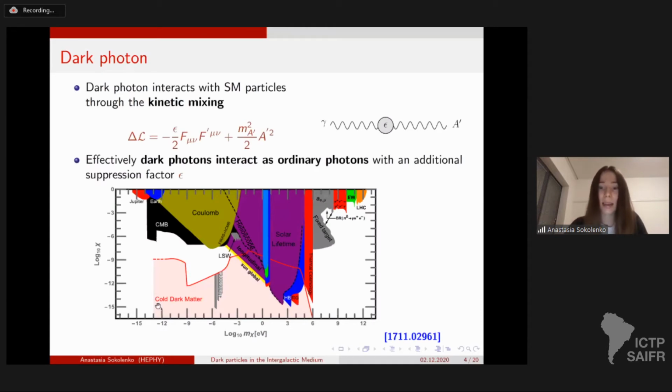So the dark photon is just a model where the dark photon mixes with ordinary photons, and phenomenologically it means that an ordinary photon could oscillate into a dark photon and vice versa. And this oscillation is proportional to some coupling epsilon, and in contrast to ordinary photons that are massless in the standard model, dark photons could be massive. And there are quite a lot of constraints on dark photon models, from accelerators, from space. And in this talk, I will consider this parameter space here.